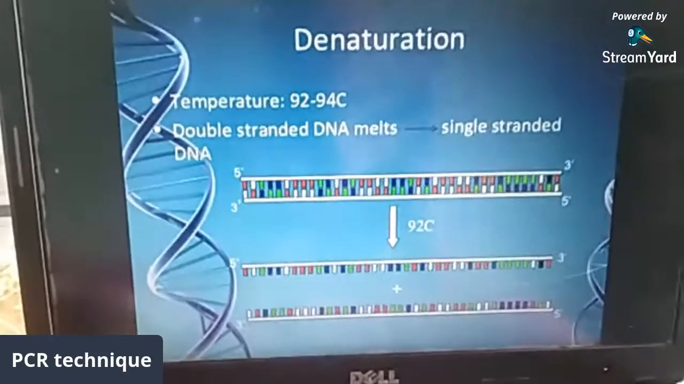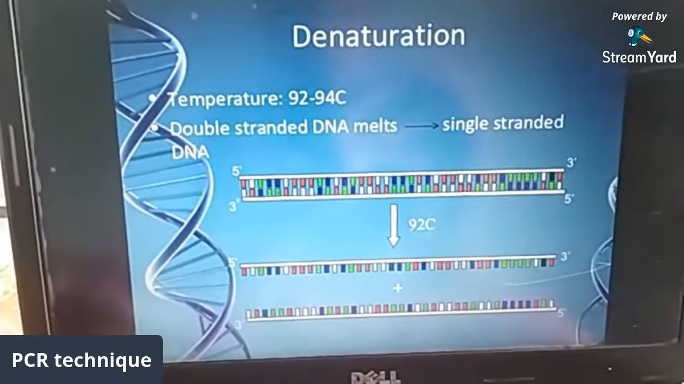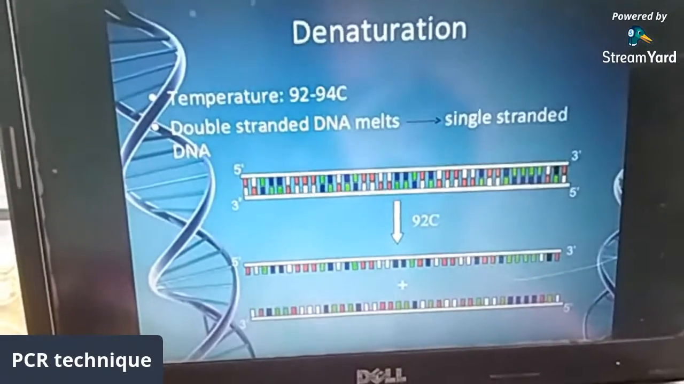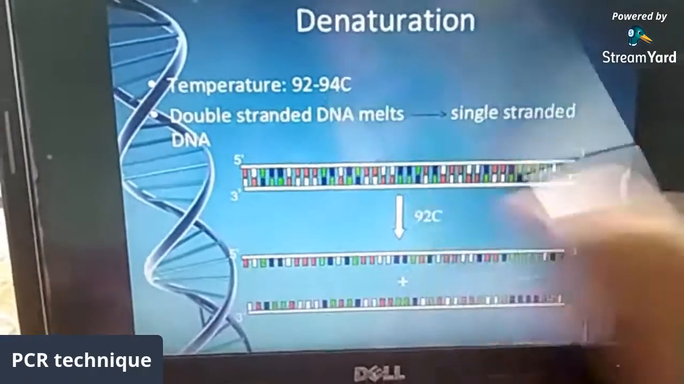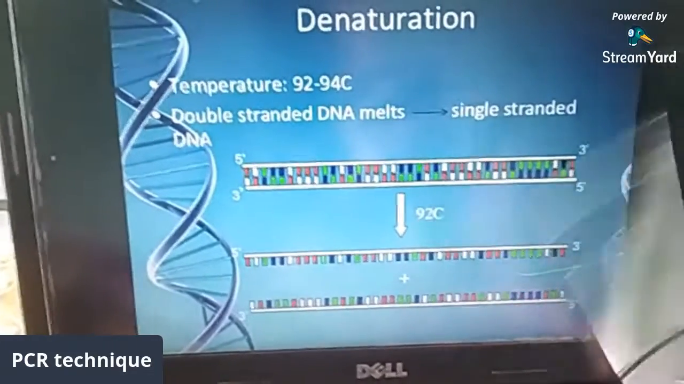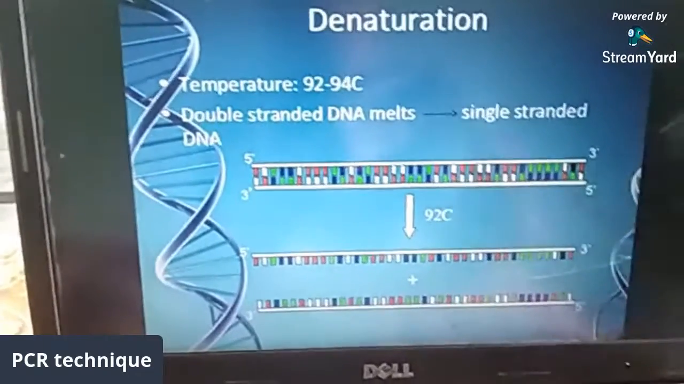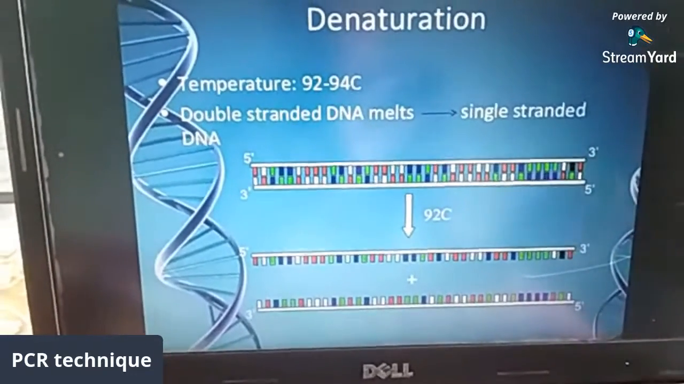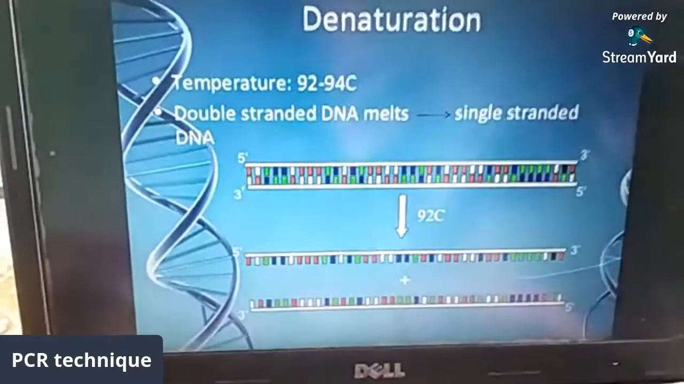Clear? So during the time of your exam, please remember one thing: you have to write a proper range of temperature. You cannot write 93 degrees centigrade. You have to write 92 to 94 degrees centigrade. So the temperature is 92 to 94 degrees centigrade, and the double stranded DNA melts into single stranded DNA.